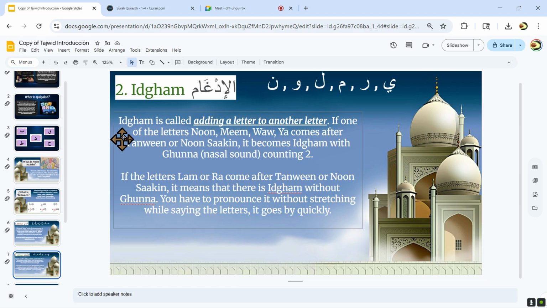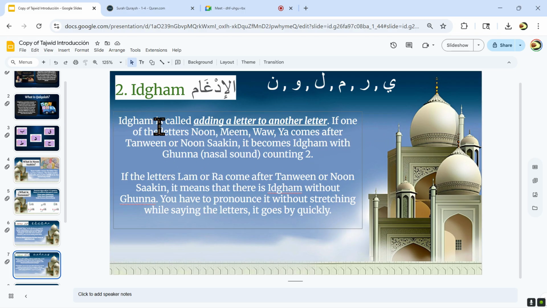Cool. Second rule is called idgham. Idgham is going to be 6 letters: the letter ya, the letter ra, the letter mim, lam, waw, nun. Whenever you're done writing them down, let me know. Okay, we got them down.